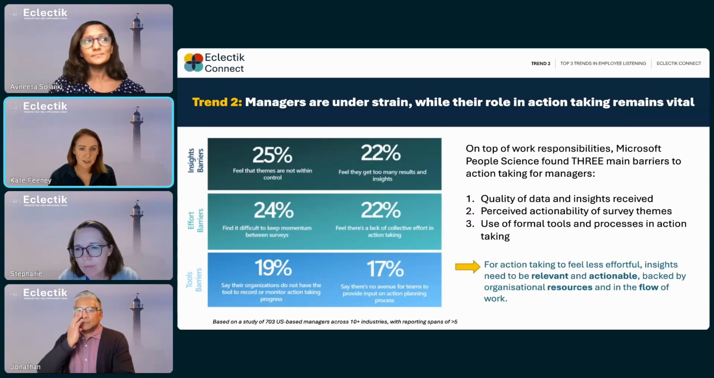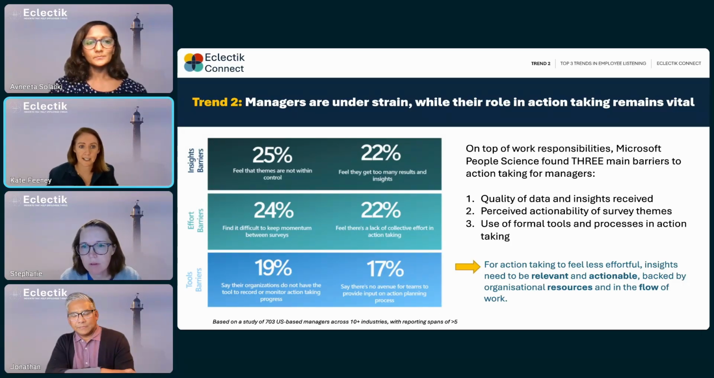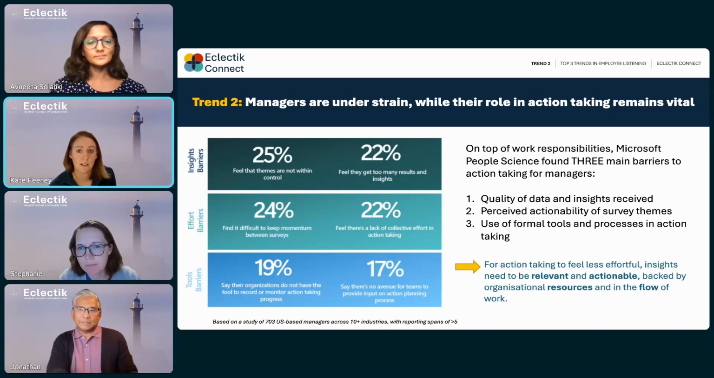So to just jump ahead to some other research, this is from our people science colleagues at Microsoft. And this looks at what the barriers are for managers when it comes to action taking. I've just shared with you some of the contextual challenges that they experience. And there are three buckets in terms of the surveys themselves that lead to inaction. The first is a perceived lack of quality when it comes to the data. So 25% of the themes feel outside the control of the manager.